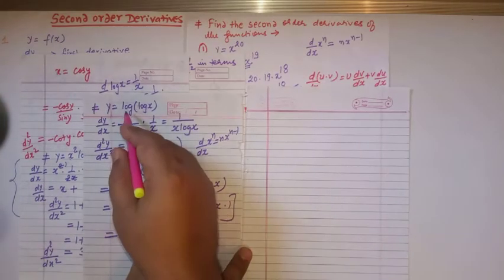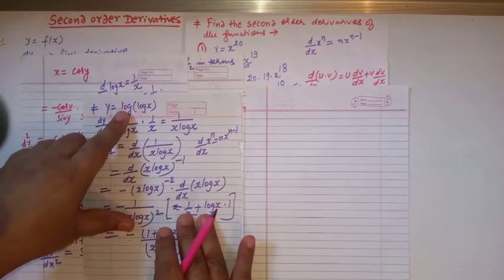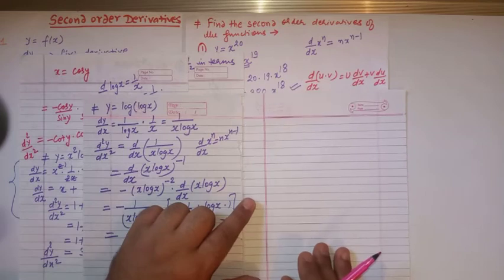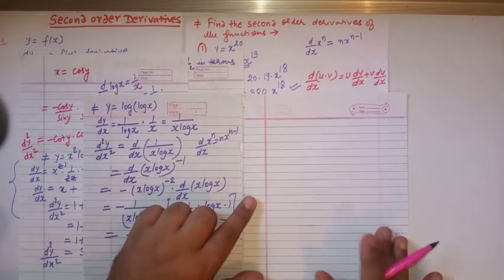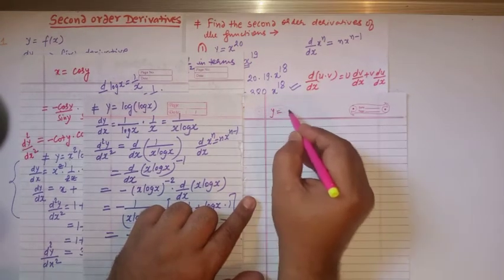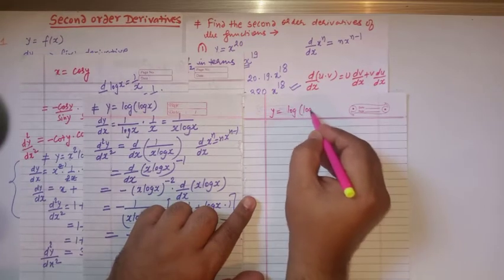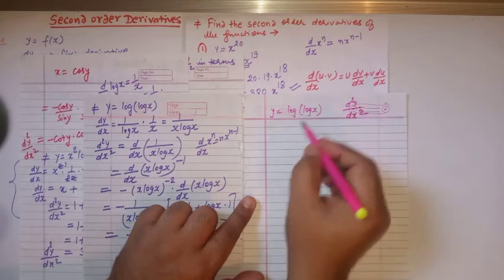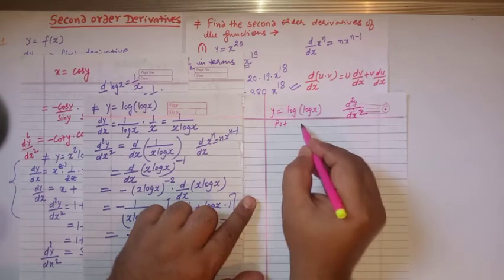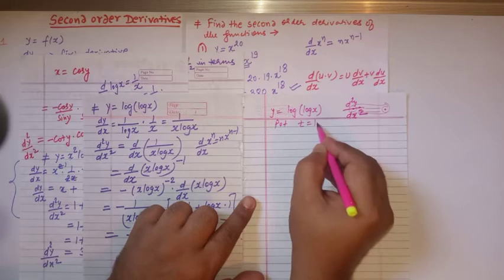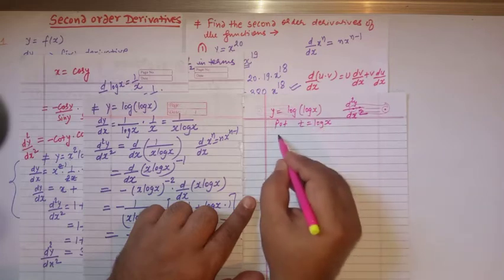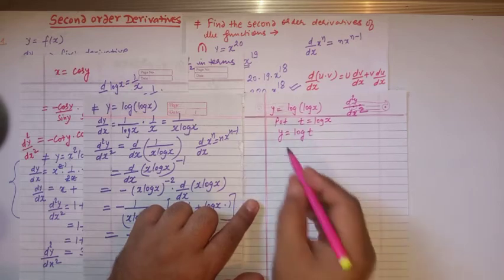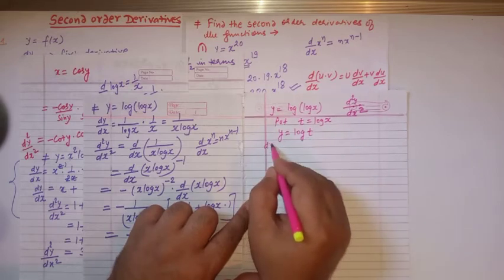Now this question can also be done by using the substitution method, and I am explaining it for you. We have y is equal to log of log x, right? And we have to find the second derivative. Now what we will do, let us put say t is equal to log x. So this function y becomes log of t, right? Now find dy over dx.